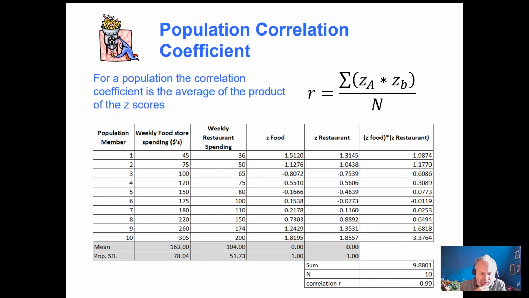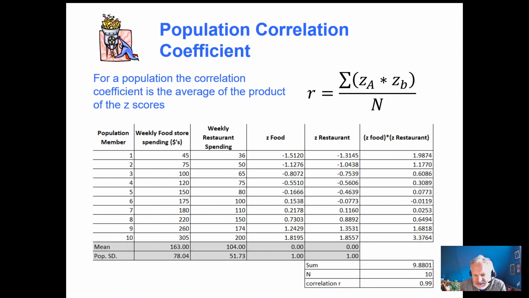Because I have food expenditures and restaurant expenditures, with a mean of 163 and a mean of 104, and two different standard deviations, and that's population standard deviation, what I have to do is convert those two variables into their standardized scores. I convert them to their z-scores. And when I convert them to their z-scores, they're standardized. So now both variables, instead of having different means, both have a mean of 0. And instead of having different standard deviations, now have standard deviations of 1. So they're standardized scores. The correlation is simply the average of the product of the standardized scores.